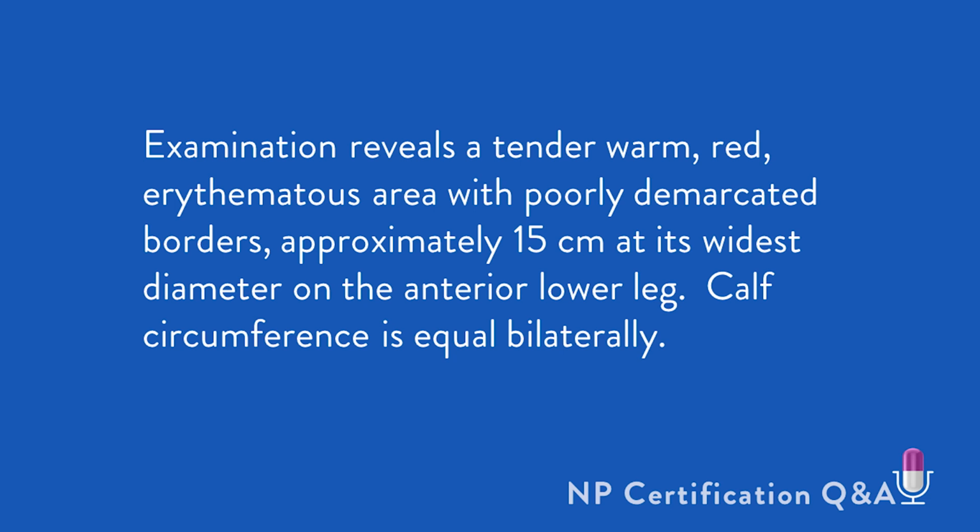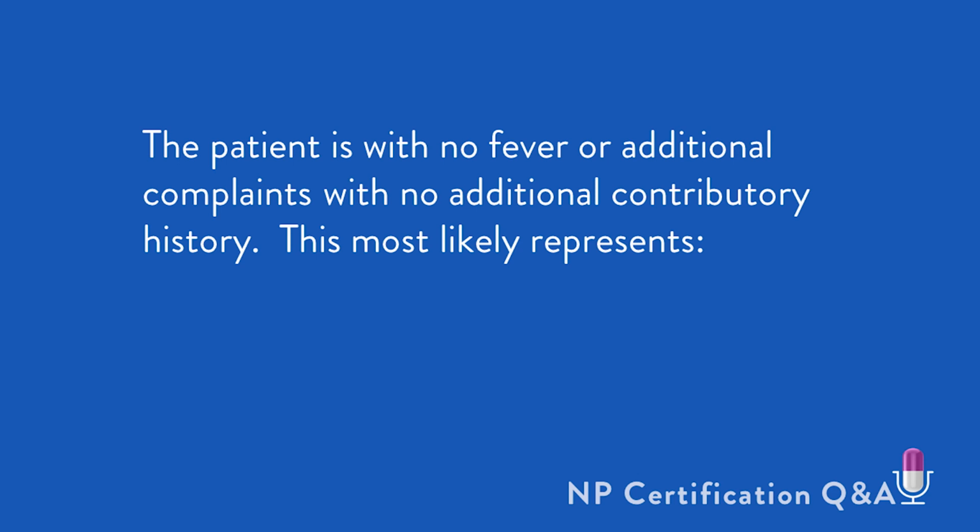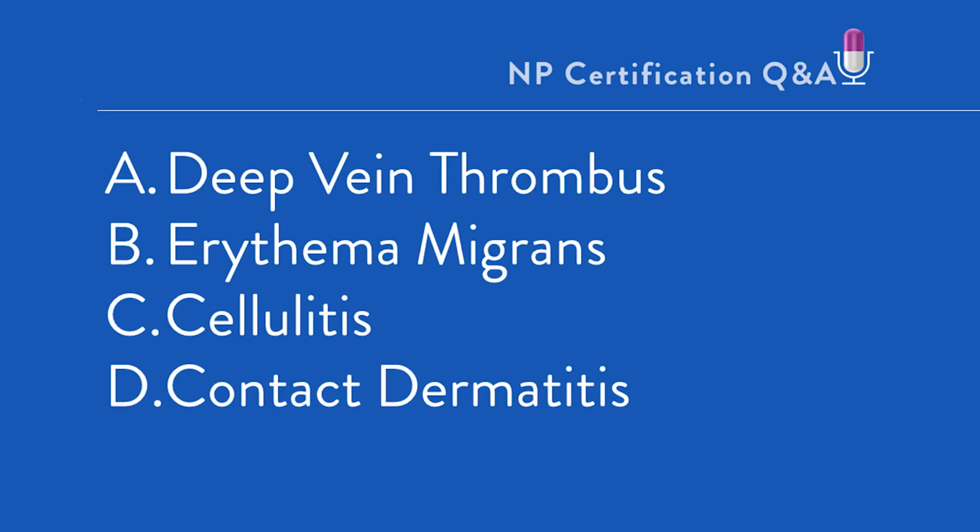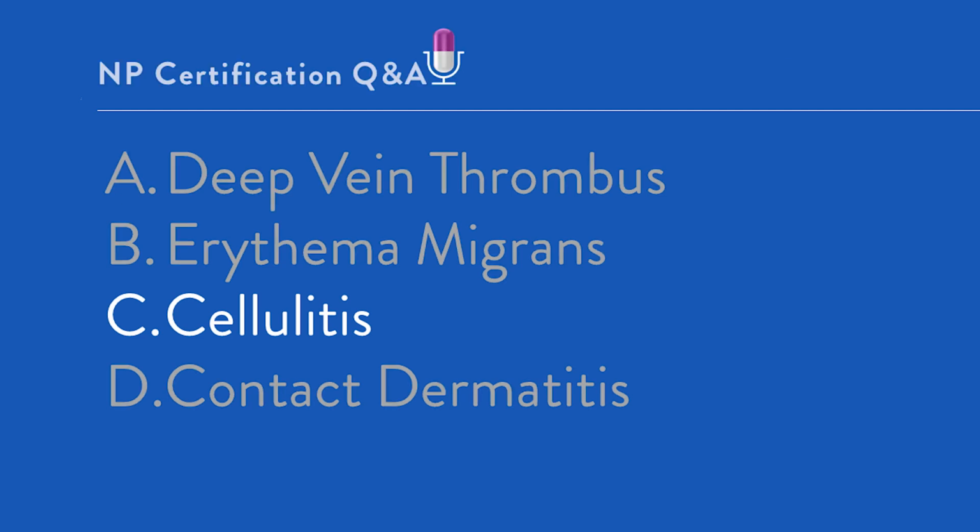Bilateral calf circumferences are equal. The patient is without fever or additional complaints with no additional contributory history. This most likely represents A, deep vein thrombus, B, erythema migrans, C, cellulitis, D, contact dermatitis. The correct answer is C, cellulitis.